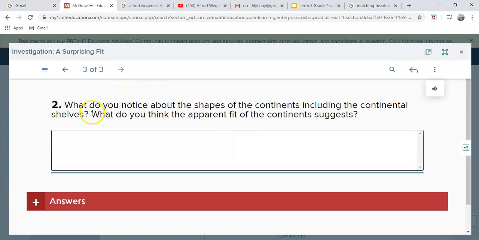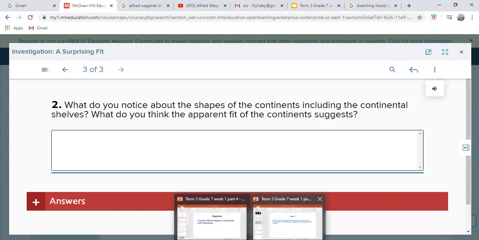Now, question number 2. What do you notice about the shapes of the continents, including the continental shelves? What do you think the apparent fit of the continents suggests? This is question number 2 in page number 10. Can you figure out what it is? What do you think the fitting of these two continents suggests to us? It still goes to the same thing we've been talking about.